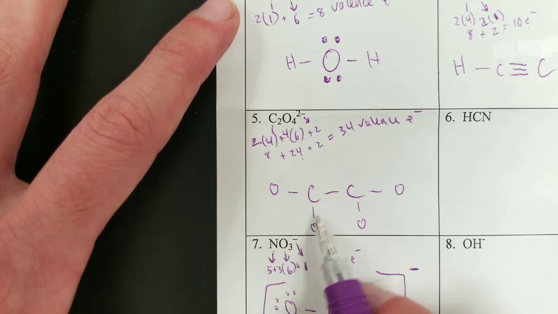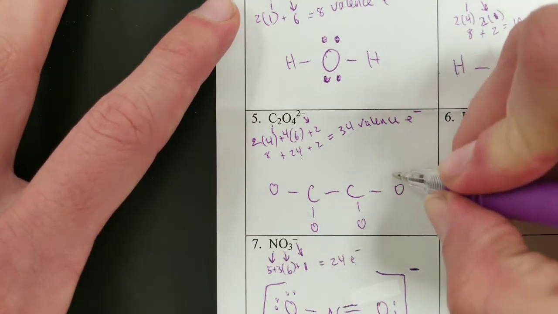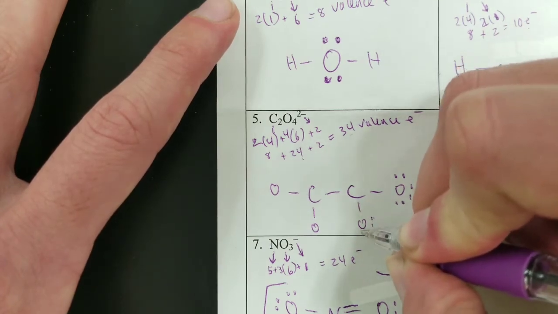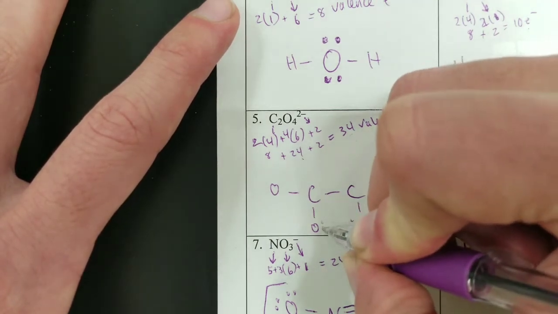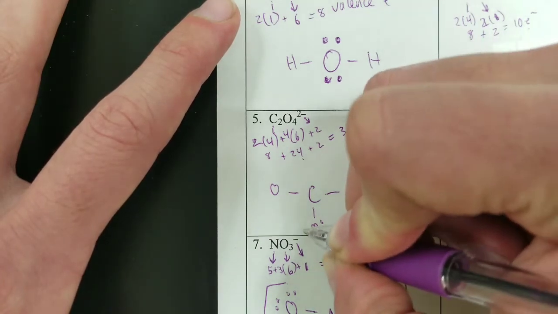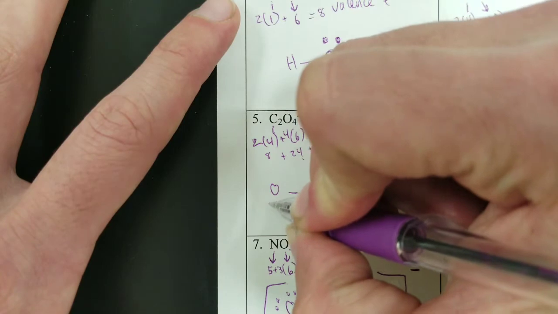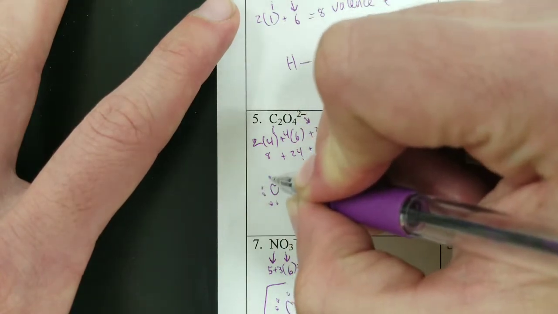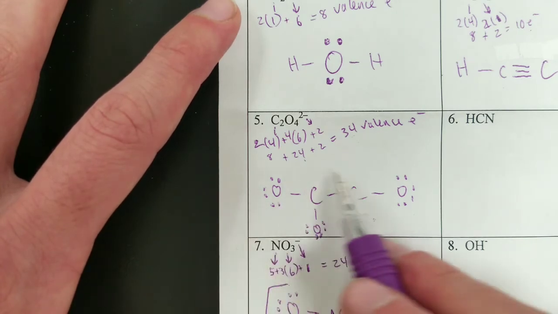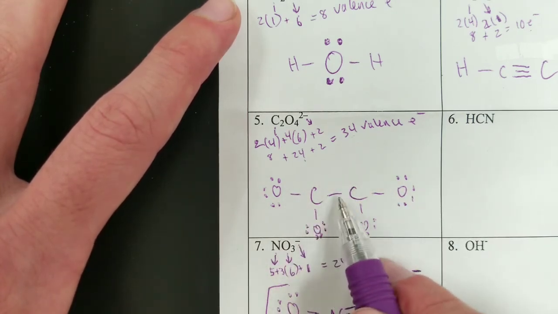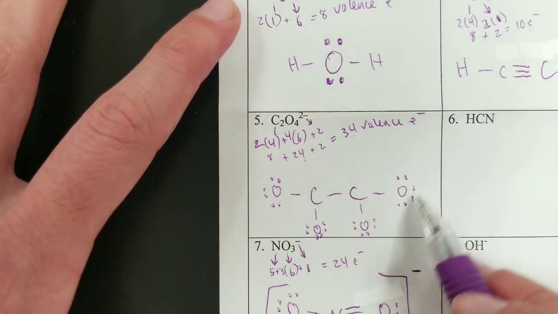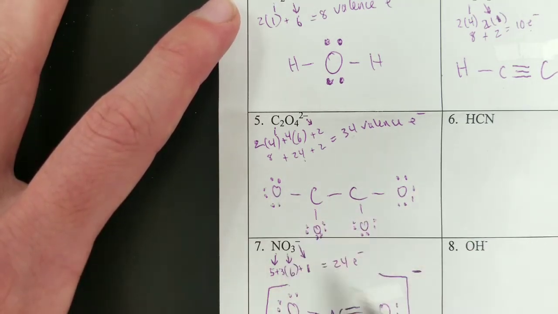Let's see what I got so far. 2, 4, 6, 8, 10, 12, 14, 16, 18, 20, 22, 24, 26, running a little tight there, 28, 30, 32, 34. Uh-oh. I have placed all 34, and I'm not done because this carbon doesn't have 8 yet. This carbon doesn't have 8 yet. These oxygens all have 8. They're fine. But the carbons have a problem.